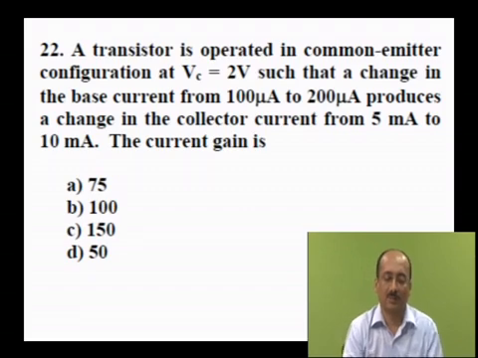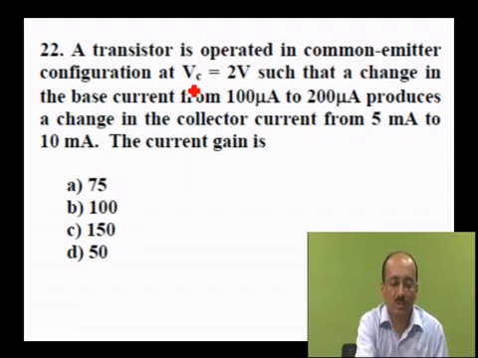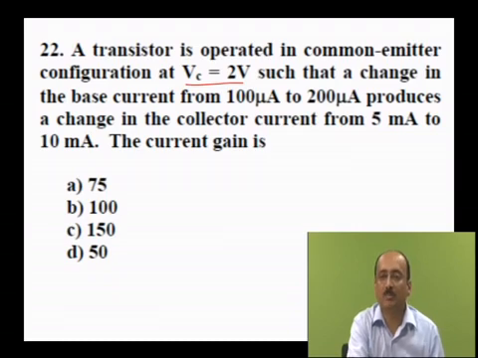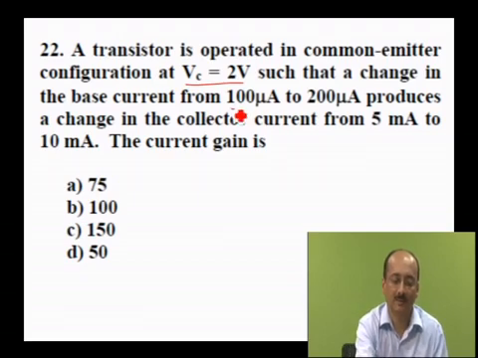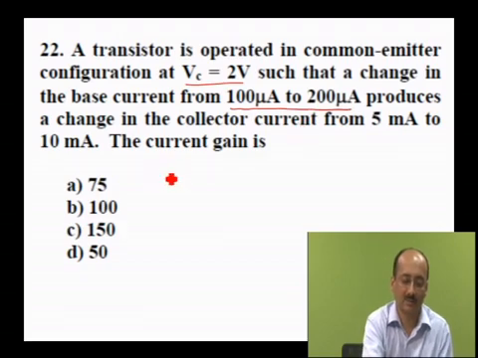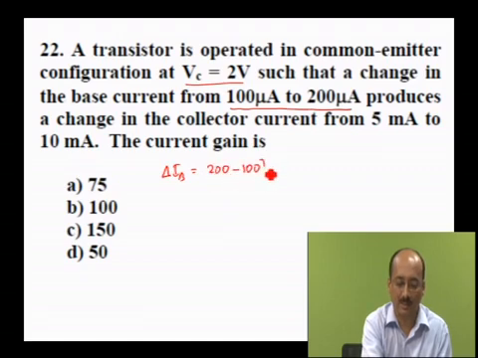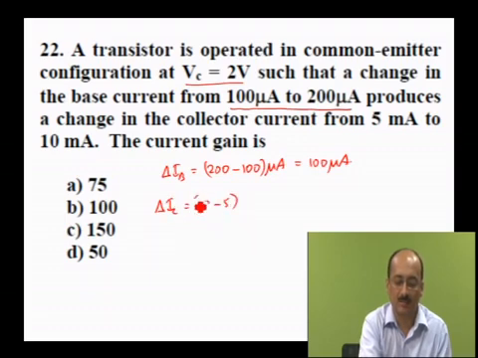A transistor is operated in common emitter configuration at Vc equals 2 volt, such that a change in base current from 100 microampere to 200 microampere produces a change in the collector current from 5 milliampere to 10 milliampere, they have given. It means that this is the change in the base current. So I can write it as delta IB, which is 200 minus 100 microampere, which amounts to 100 microampere, and change in collector current means delta IC, that is 10 minus 5 milliampere, that is 5 milliampere.